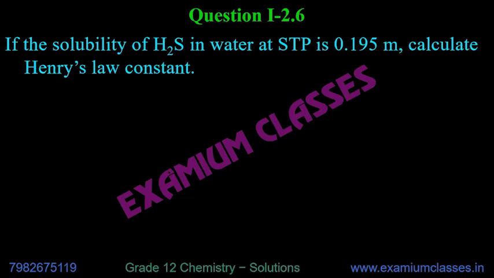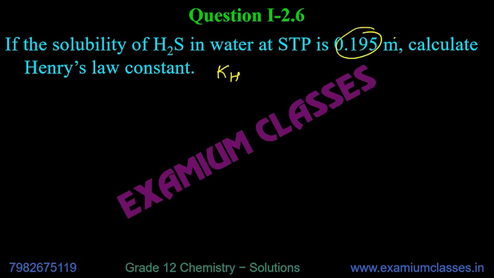The question is, if the solubility of H2S in water at STP is 0.195 m, calculate Henry's law constant. Okay. So it gives you a lot of information. 0.195 m gives you information. What you need to calculate is the Henry's law constant, KH, and you know the relationship. And you know the pressure because it is given at STP. And you can calculate the mole fraction because the molality is given.